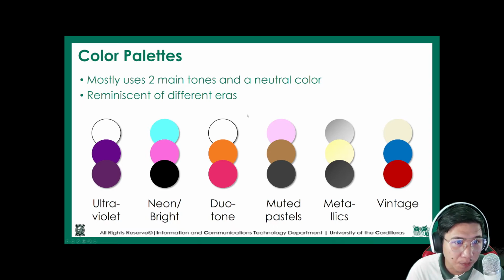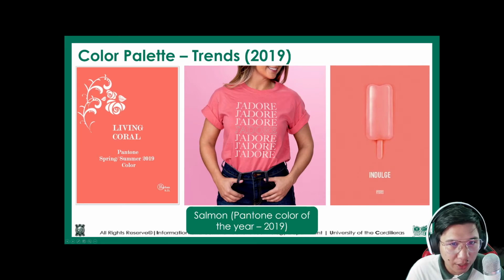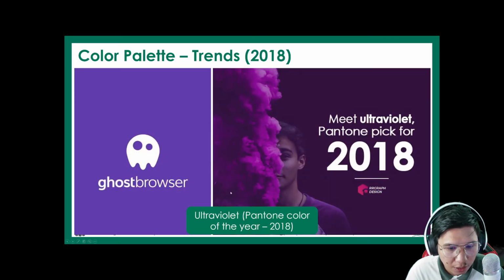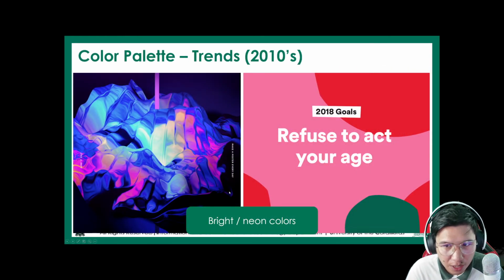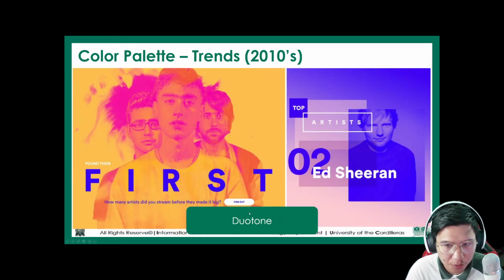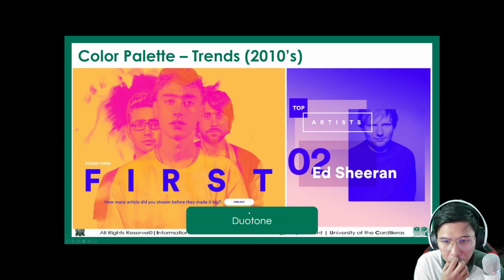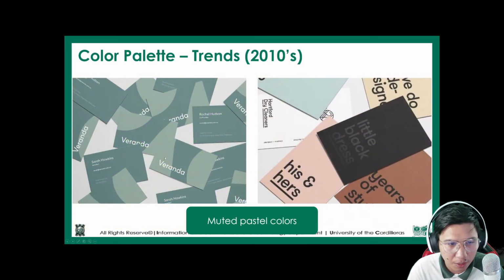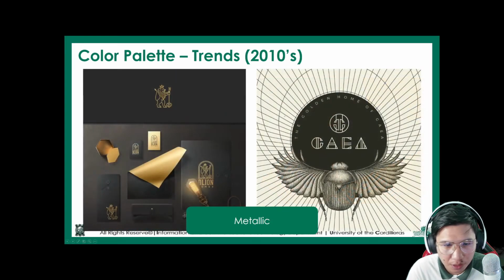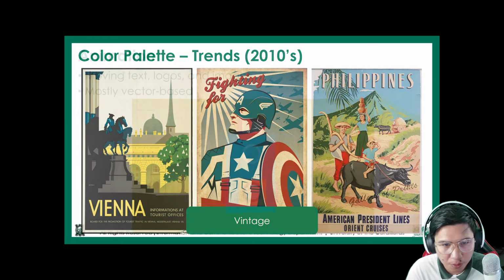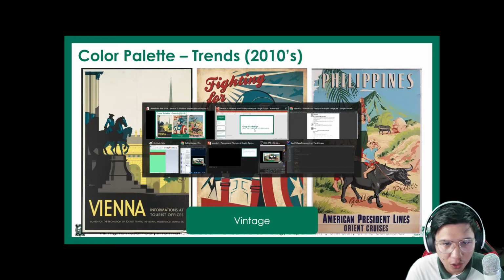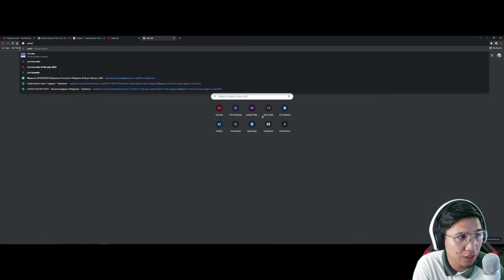a specific poster. We have the following trends of color palettes. In 2019, we had salmon as the Pantone color of the year. In 2018, ultraviolet. We also have bright neon colors, and duotones like those in album covers. Muted pastel colors like this. Metallic pastel colors. Vintage colors. Right? And so on. So, let's see what our Pantone Colors of the Year are.